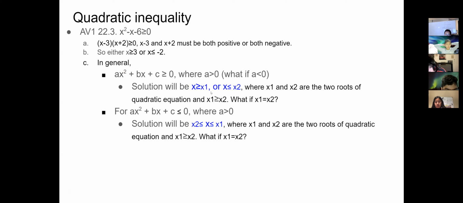Okay, and the fair question here is, what if x1 equals x2? What would happen to this solution? Anyone? Look, I need to be greater or equal to the bigger one, or I need to be less than the small one. But what if these two are equal? Give me an example of the two roots are equal case.